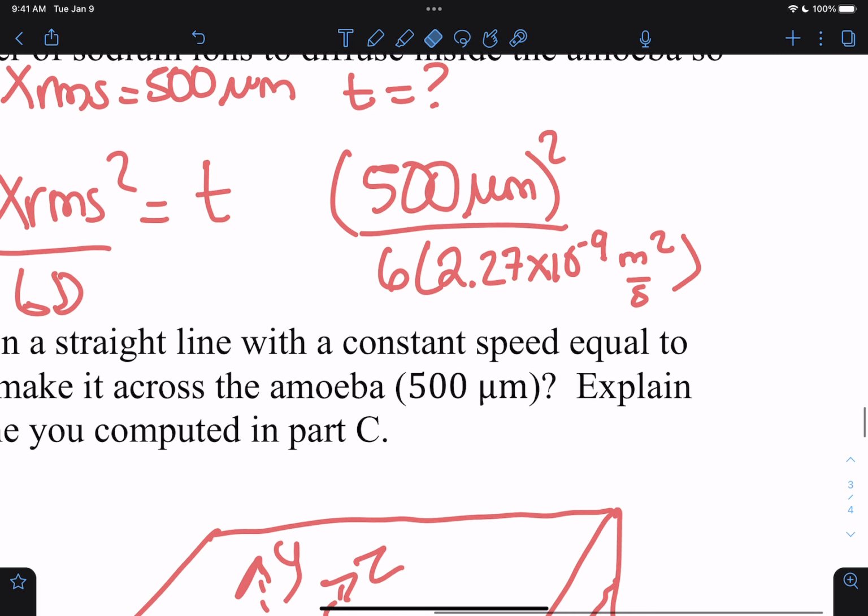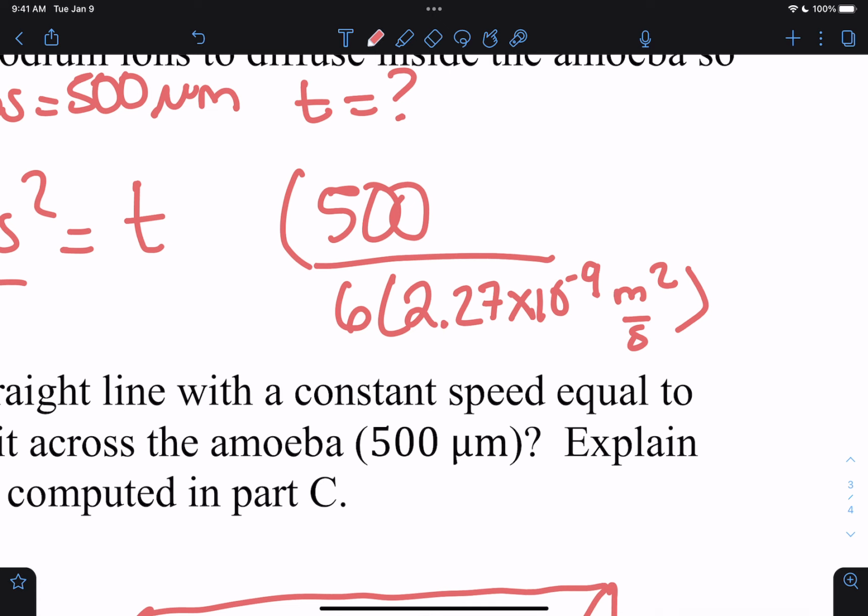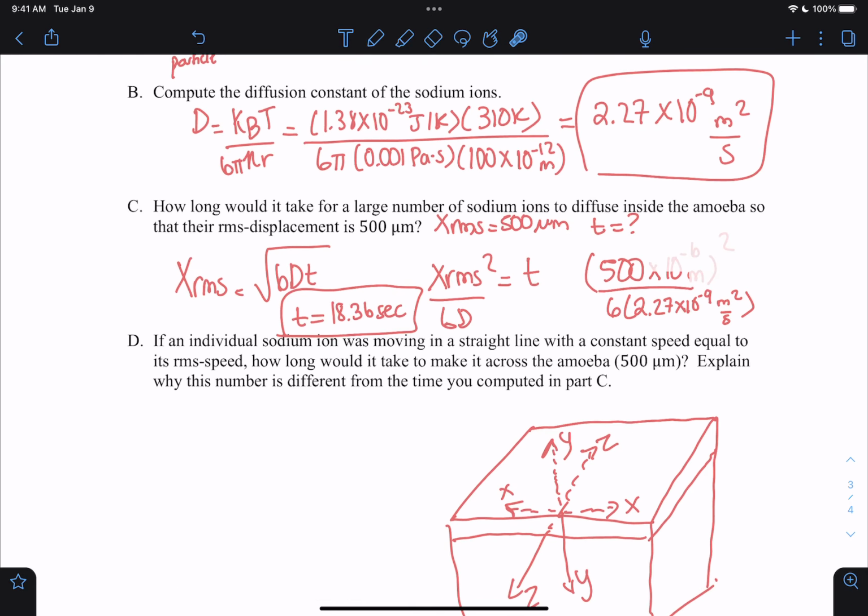And yeah, I made a mistake here. Thank you, Andrews, as well for noticing that. I put 500 micrometers. We should convert it to SI units, which is 500 times 10 to the negative 6 meters, and then we square that. So my bad. You should make this SI units, 500 times 10 to the negative 6 meters. That should give you 18.36 seconds for your time.